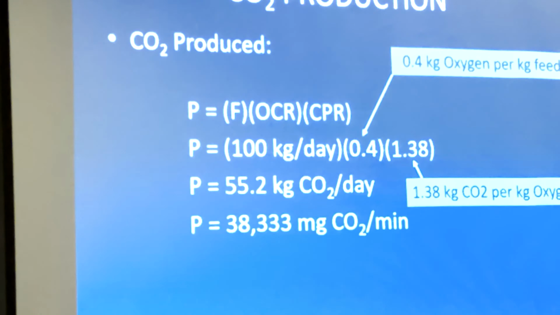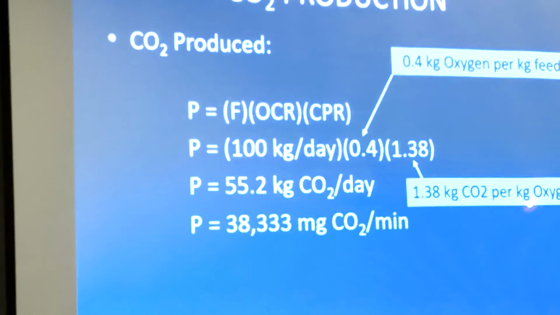100 kilos of feed per day is just for the example. But you can see 100 kilos of feed per day times 0.4 kilos of oxygen per kilo of feed fed. So I'm able to cancel out kilos of feed fed and kilos of feed fed, and I'm left with kilos of oxygen times the mass conversion of oxygen that is produced as CO2. So 1.38 kilos of CO2 produced per kilo of oxygen consumed.